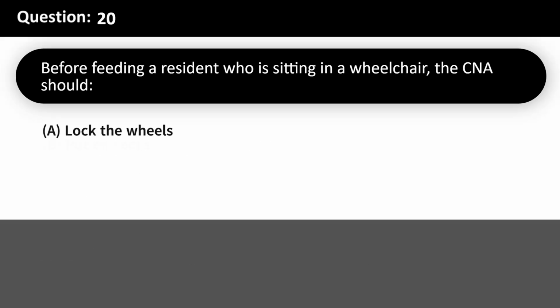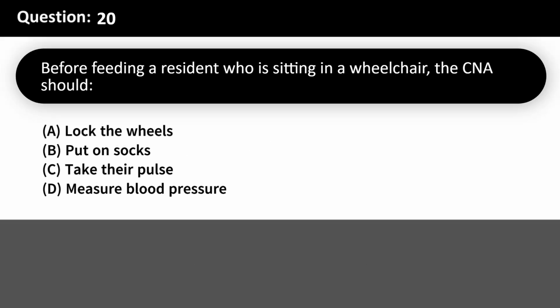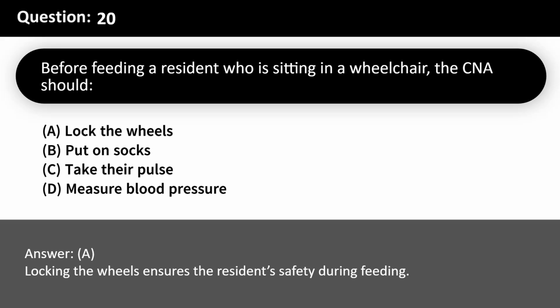Before feeding a resident who is sitting in a wheelchair, the CNA should: A. Lock the wheels. B. Put on socks. C. Take their pulse. D. Measure blood pressure. Answer: A. Locking the wheels ensures the resident's safety during feeding.